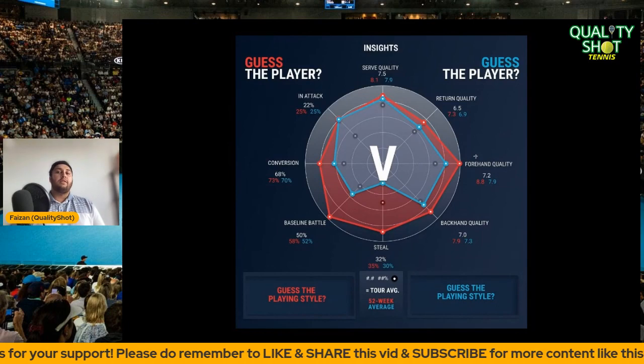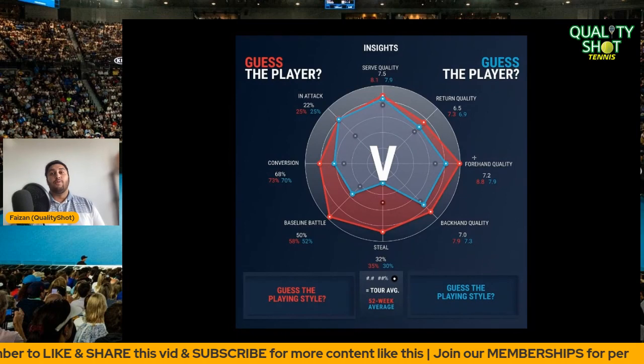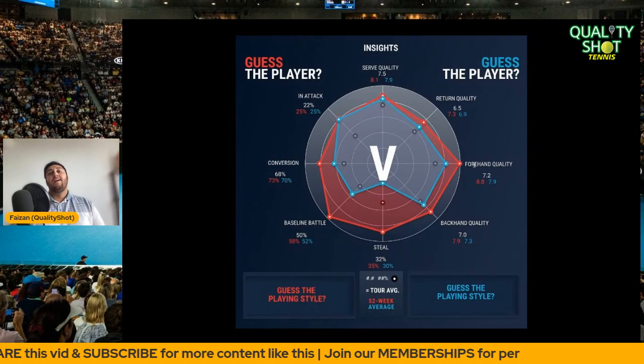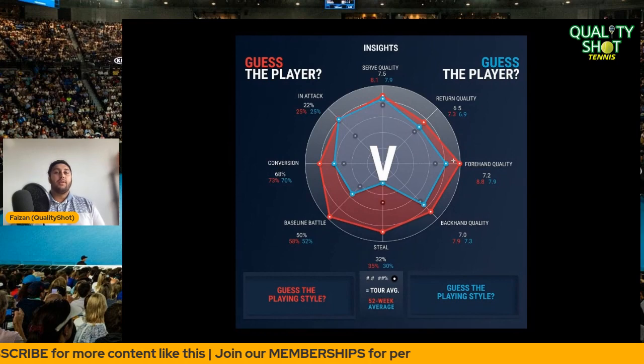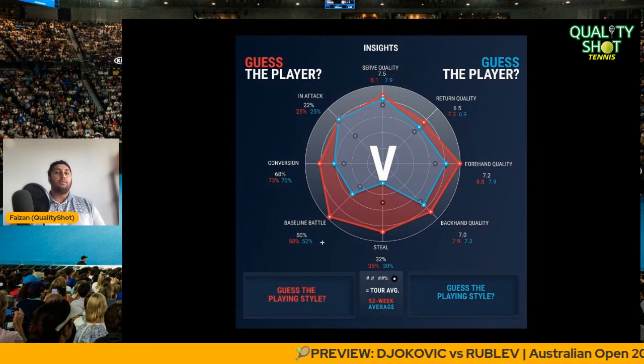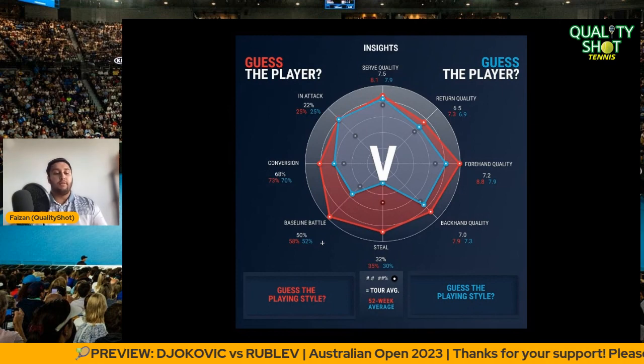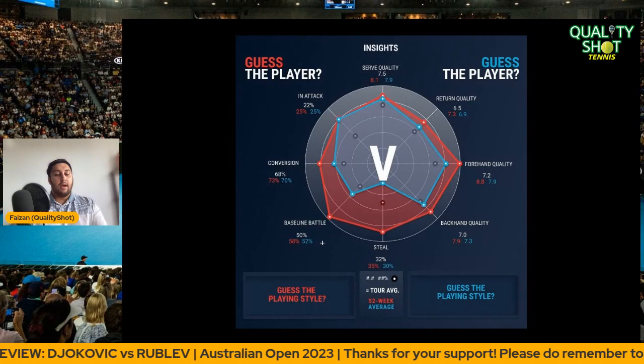Backhand quality, the average is 7. Djokovic at 7.9. I mean, incredible. Rublev at 7.3. Steal percentage, Djokovic at 35%, so he's above it. Rublev at 30%, he's below that number. Baseline battle, 50% for the tour average, 58% for Djokovic, 52% for Rublev.